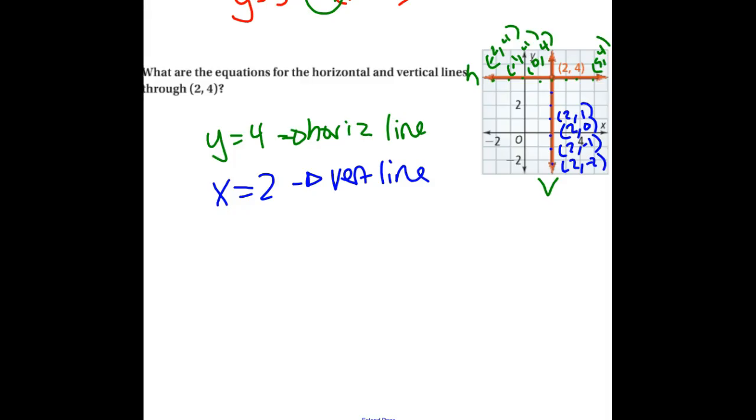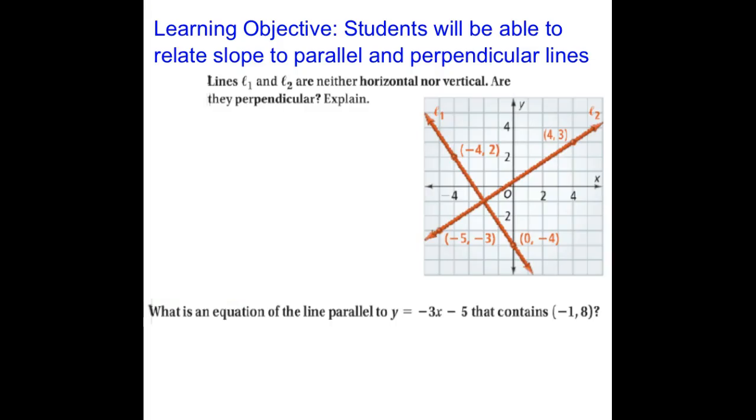Once we moved on from there, we talked about parallel and perpendicular lines in the coordinate plane and their slopes. And so there's a relationship between perpendicular slopes and parallel slopes. It says line 1 and line 2 are neither horizontal nor vertical. They say that because every horizontal line is perpendicular to every vertical line, okay? Just remember that. It says, are they perpendicular? Explain. So if you look at the objective, the thing is that we relate their slope to determine if they're parallel or perpendicular. So that's what we're going to do.